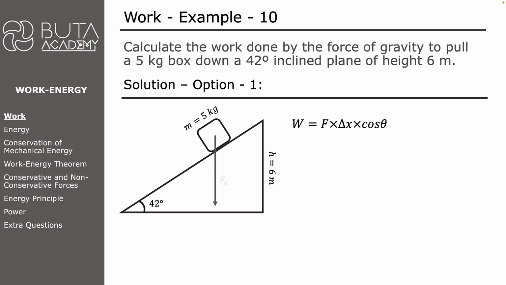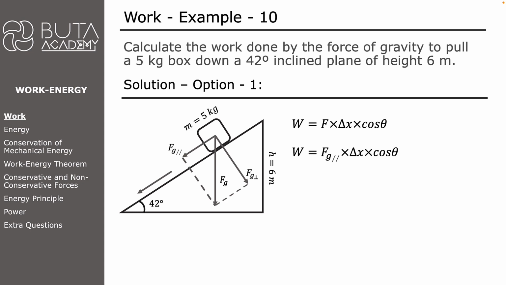Force of gravity is acting downwards. One of its components is perpendicular to the surface, the other one is parallel. As object slides down the incline, the direction of displacement will be the same as the direction of FG parallel. We adjust the formula such that work is equal to parallel component of force of gravity multiplied by the displacement multiplied by the cosine of theta.